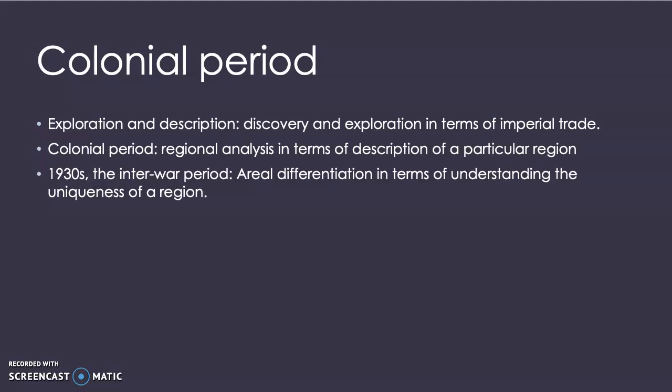During the 1930s, the interwar period, we have found how the idea of region has been developed to the idea of areal differentiation based on characteristics. That means areal differentiation talks about how an area or a region becomes unique in comparison to another region. So there is a way of studying different kinds of regions or areas based on different uniqueness during this period.